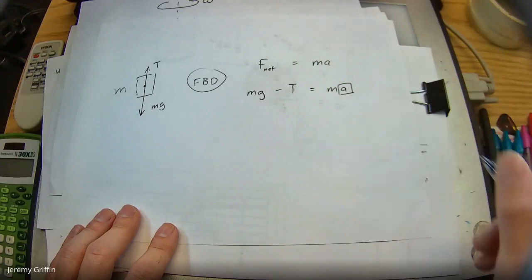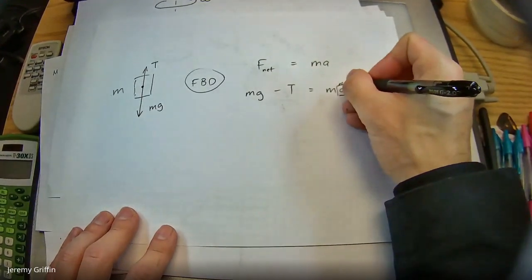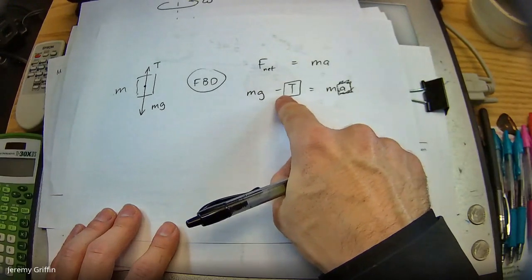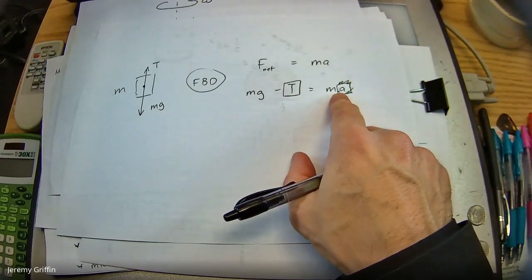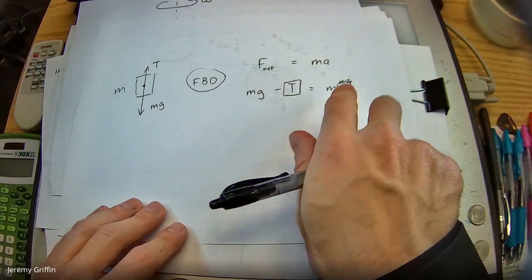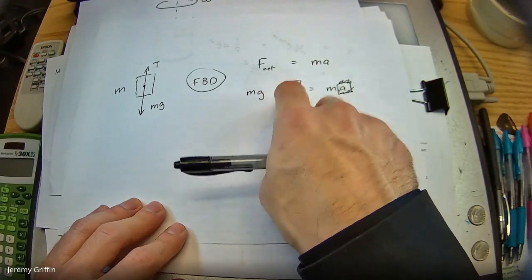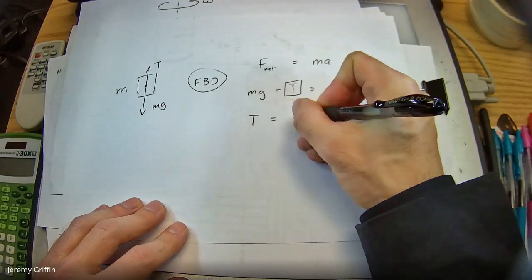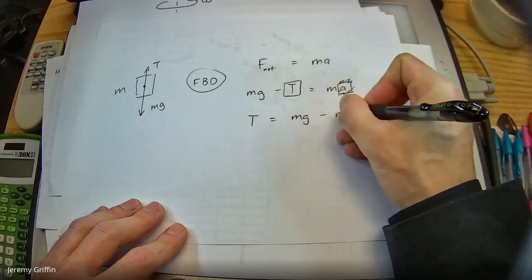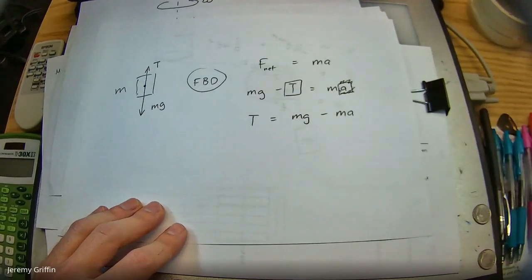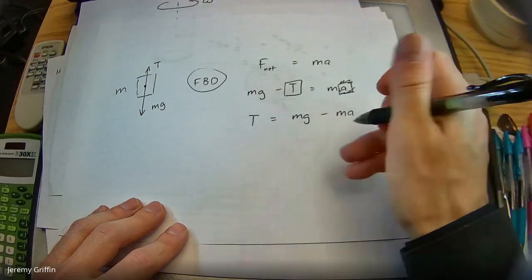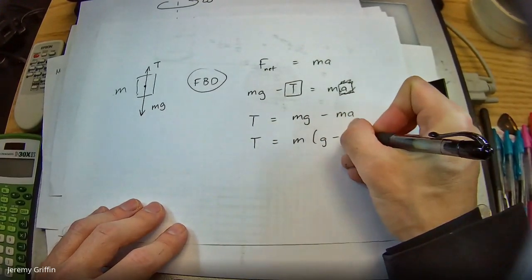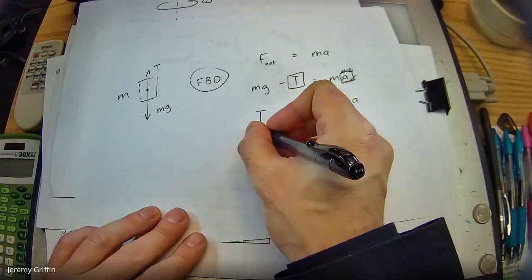I'd like to know what is, oh no, I'm so sorry, not that one. Scratch that. I'd like to know what this tension is. You guys would have calculated acceleration already using kinematic motion, right? Kinematic equation. So let's solve for this tension. So add this over, subtract this over. Tension is going to be the weight minus m times a. And then, if you wanted to, you could even factor out the lab mass and get g minus a. M times g minus a is the tension.